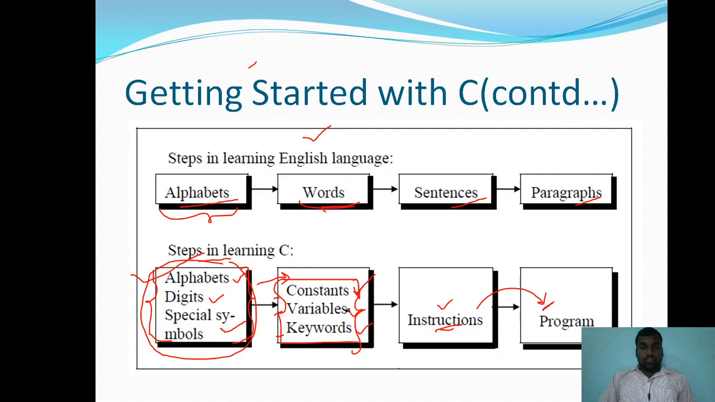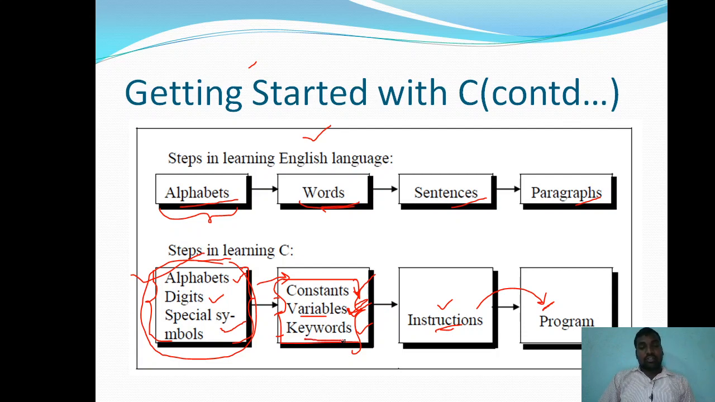Then what is meant by a variable? A variable is an entity that can be changed during the execution of the program. So in the entire program, a value that can be altered or modified at different lines of code, at different instructions, we can call a variable. Variables are nothing but entities that can be changed during the execution of the program.